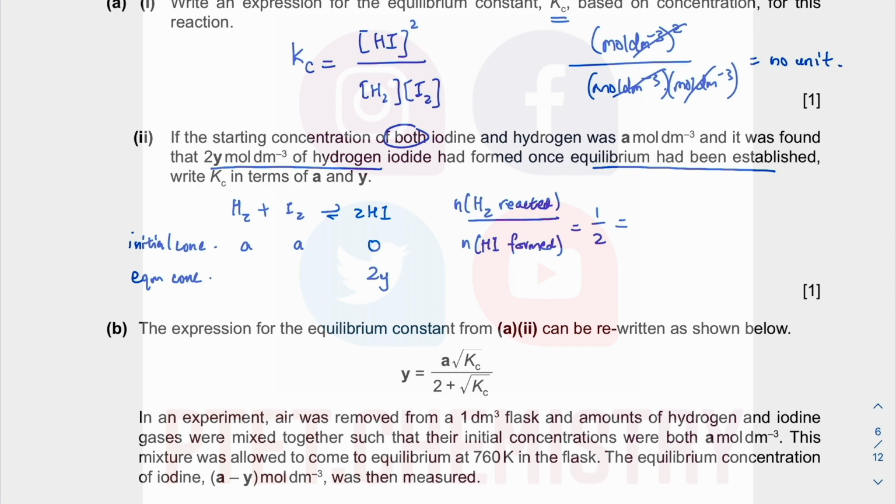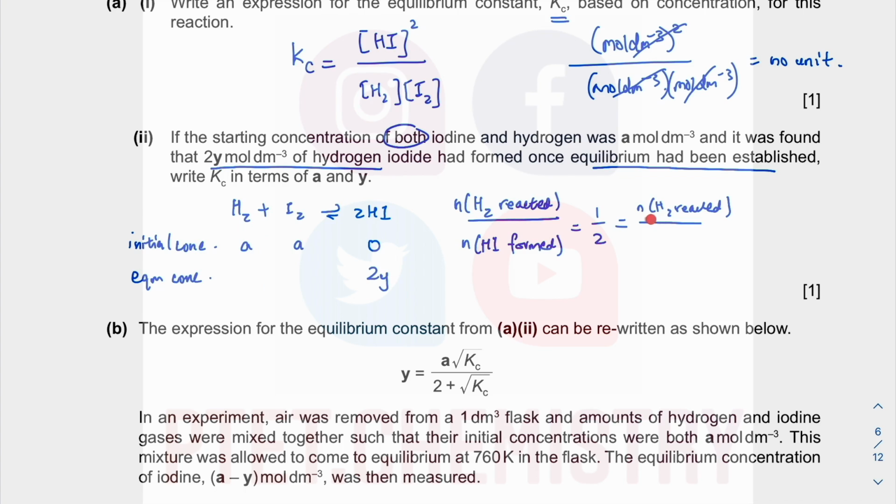Alright? So how much of H2 has reacted? That is what you want to find. This is what you started with. I know it doesn't go to 0 because at equilibrium means I still have some of the reactant. I have some of the product. Okay, that's what equilibrium means.